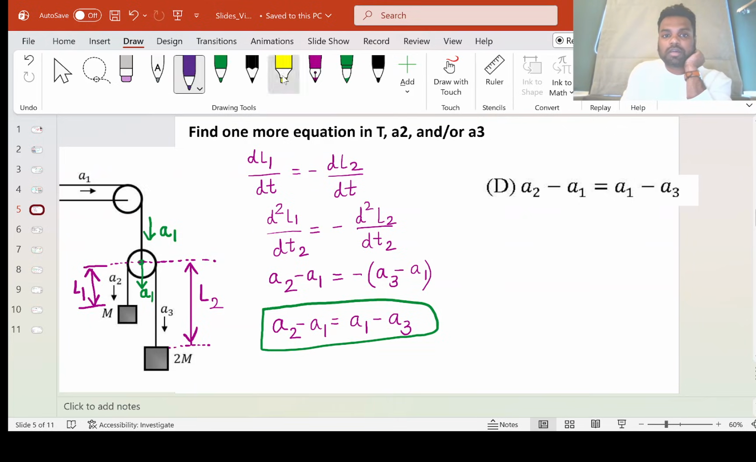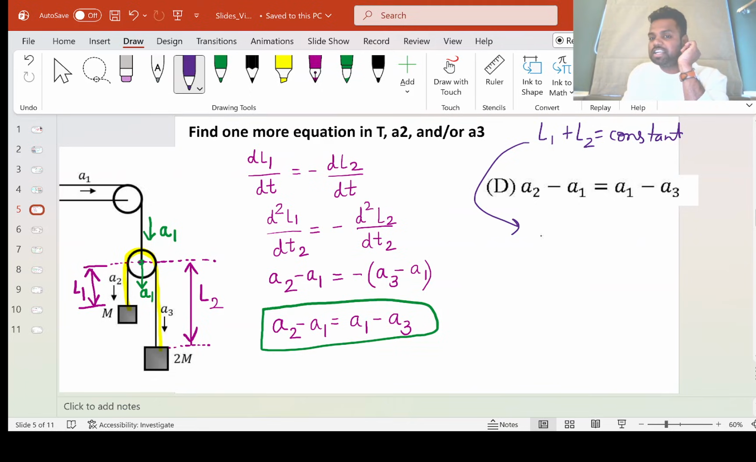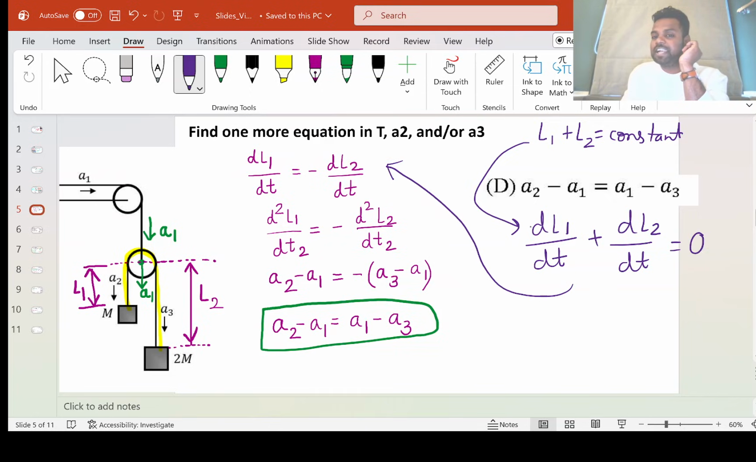Now let us think about this rope. The length of this rope is not going to change. Whenever you see a pulley block system, you must use that. So let's call this side of the length L1 and the other side L2, and they will be changing in time. L1 plus L2 is constant, right? If you take the derivative, dL1 by dt plus dL2 by dt will be 0, which means dL1 by dt has to be the negative of dL2 by dt.